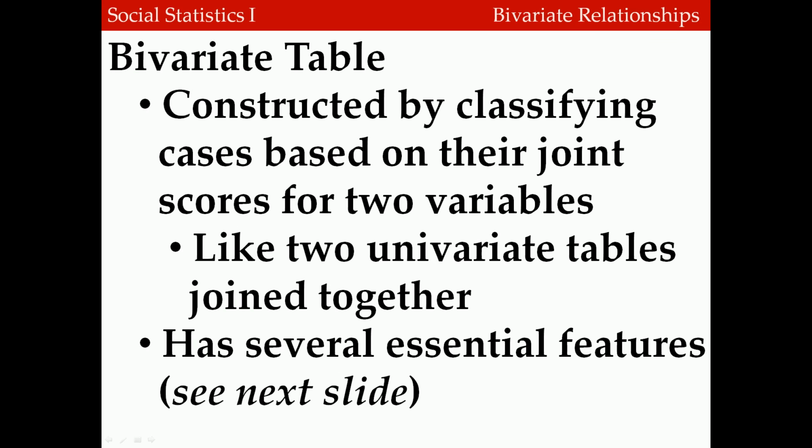So what is a bivariate table? A bivariate table is one that's constructed by classifying cases according to their joint distribution on two variables. You can kind of think of it like two univariate tables joined together. And like most tables that we've seen, bivariate tables have several essential features that alert people to their contents.